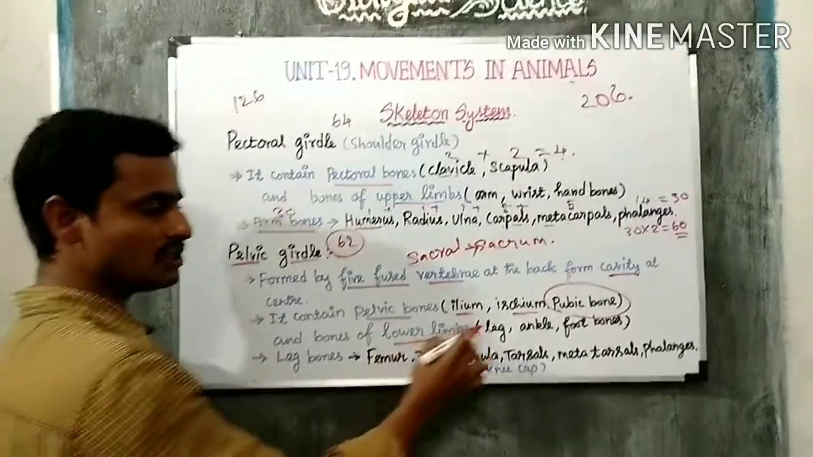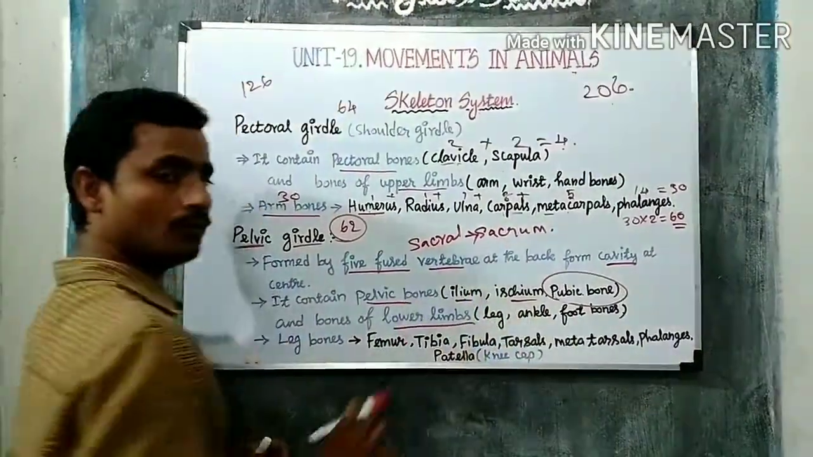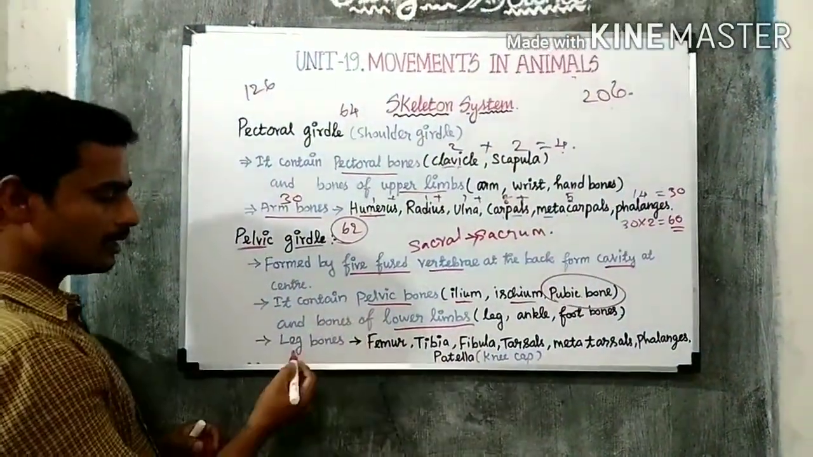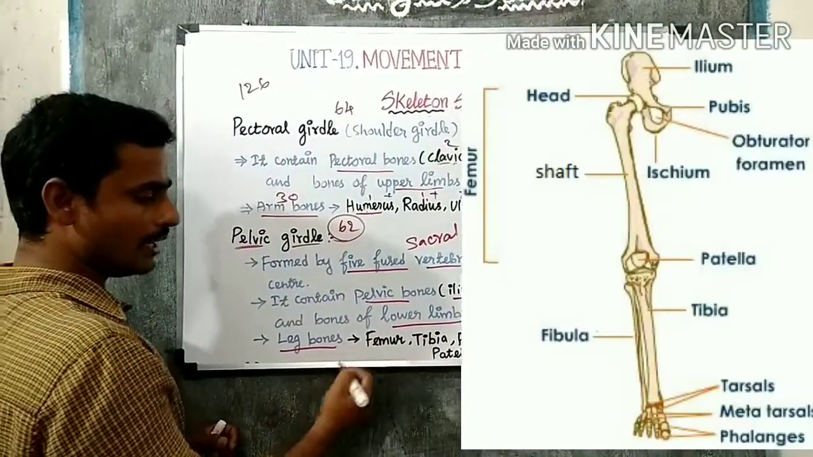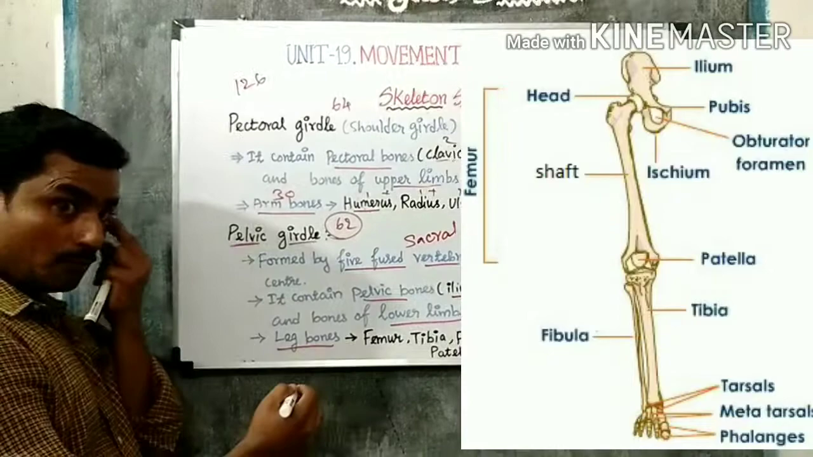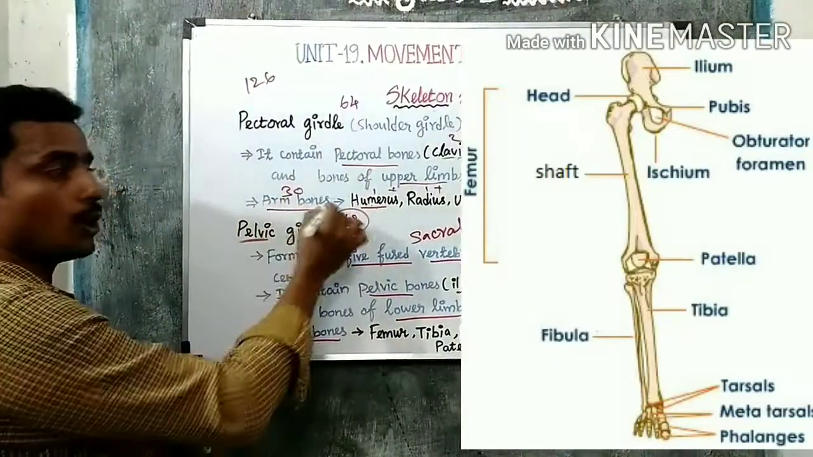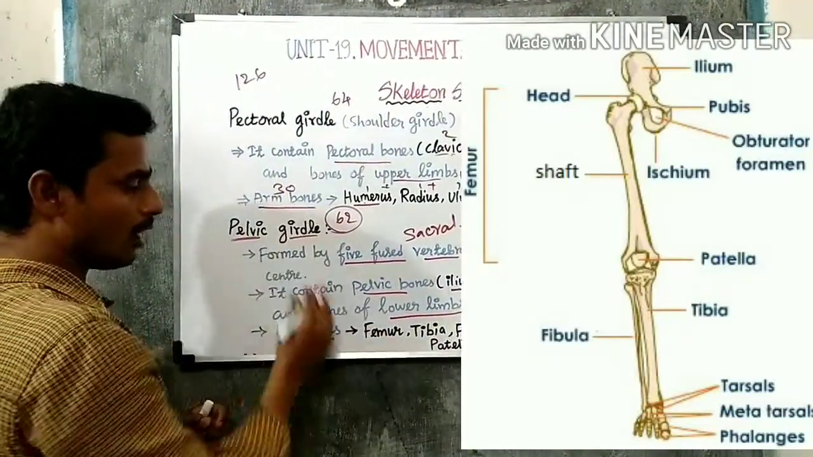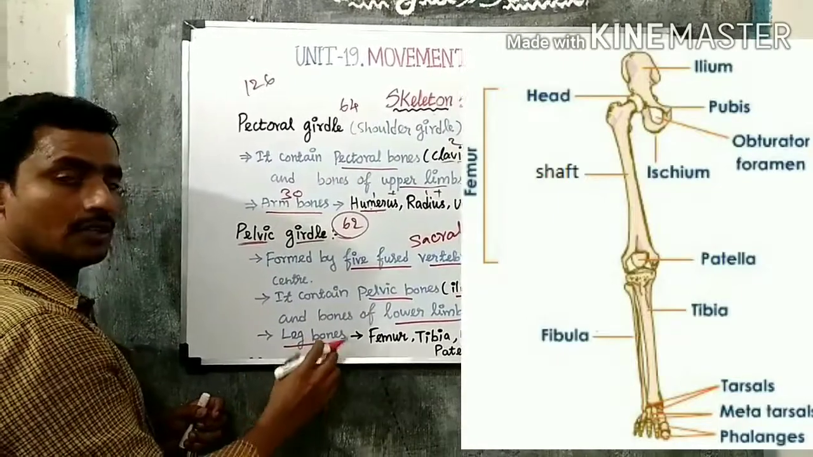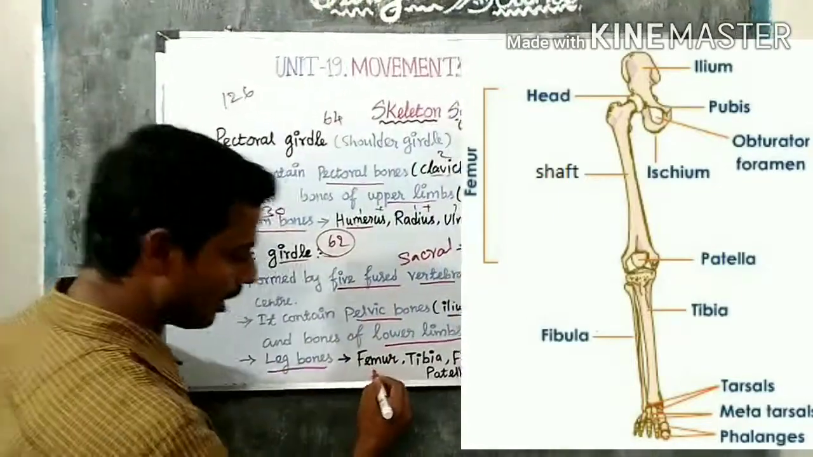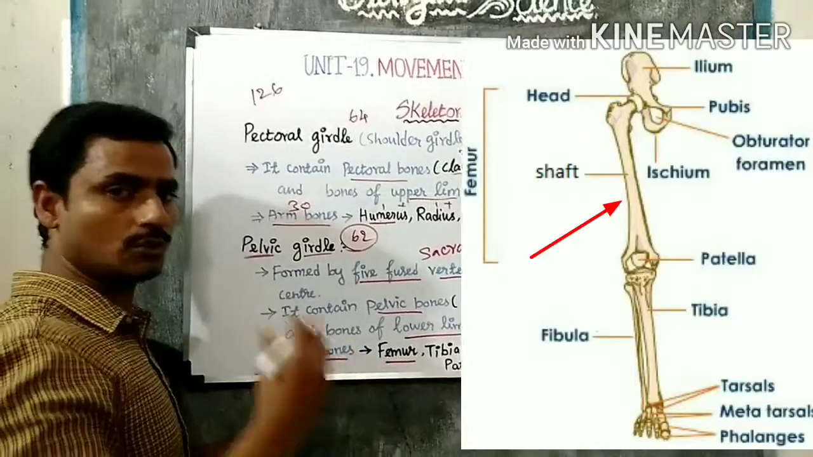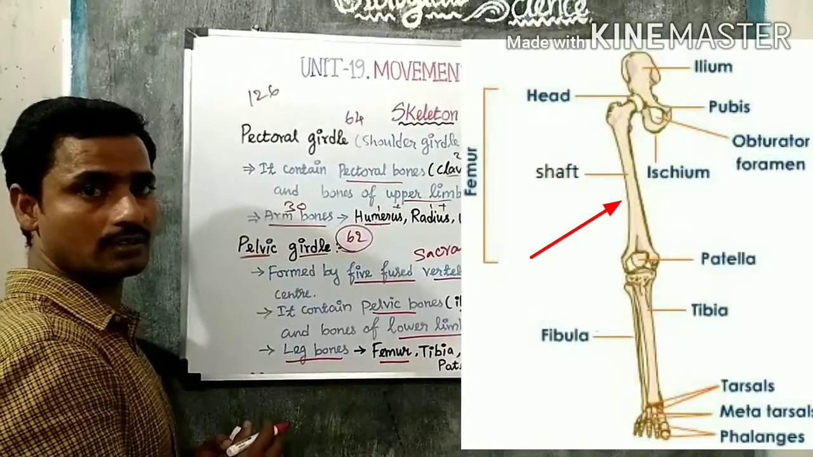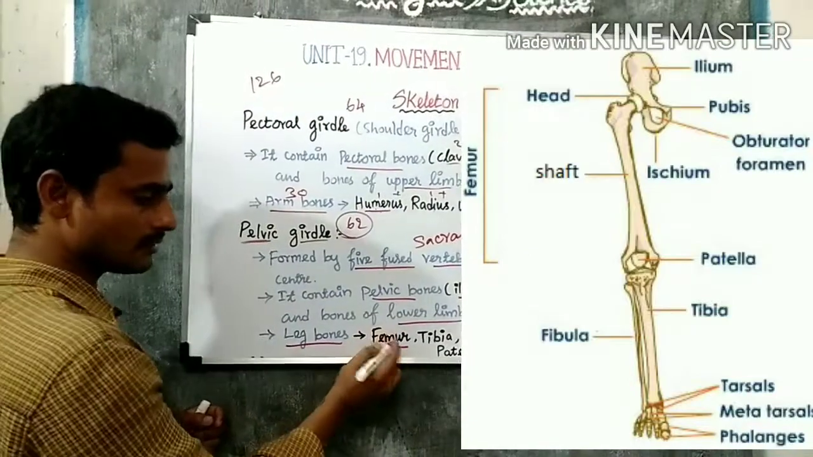The lower limb contains the leg, ankle and foot. In the bones of the leg, we have different kinds of bones, as in the bones of the arm. They are femur. What about the femur? It is the longest bone in our skeletal system.